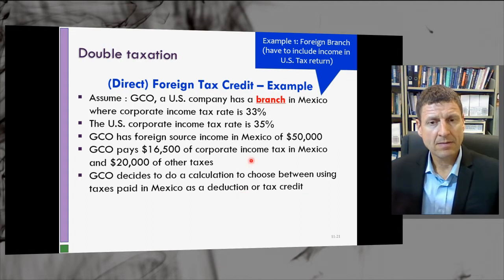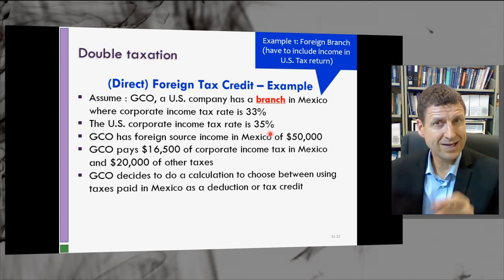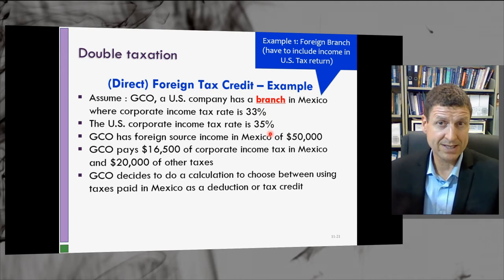Now remember, the reason you have a choice of a deduction or tax credit is that one or the other would tend to make sense, especially if you have a lot of other taxes that make your total rate even greater than 35%, which is the US tax rate. Because under a tax credit, you can't get more than 35%. So let's have a look at how this example plays out.